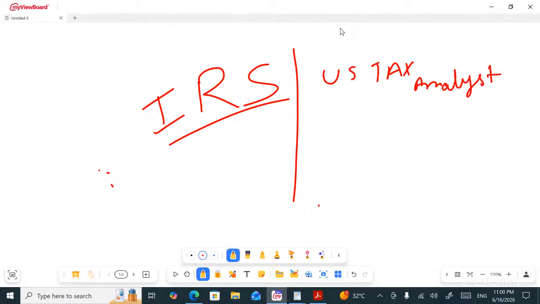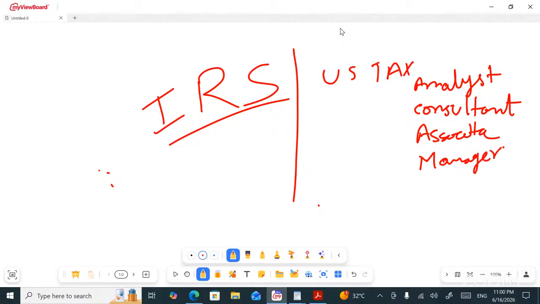Or else US tax consultant, or associate, okay, senior tax consultant or manager. Final version: US tax consultant and manager. This is the full-time employment you can see on Naukri and LinkedIn.